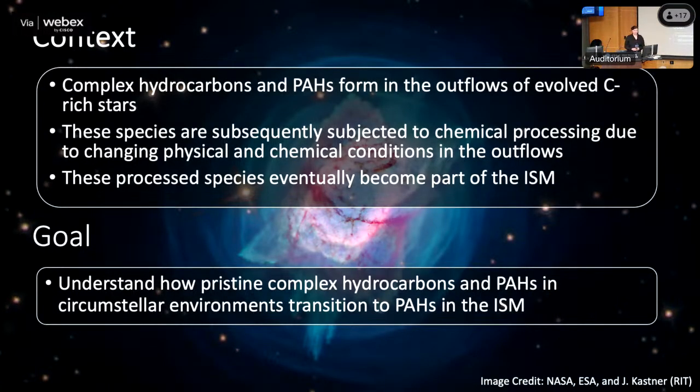Okay, so what's the context of the project? Well, complex hydrocarbons and PAHs form in the outflows of evolved dying carbon-rich stars. These species are subsequently subjected to chemical processing due to the changing physical and chemical conditions in the outflows. These processed species eventually become part of the interstellar medium and subsequent star and planet formation sites. So the goal is to understand how pristine complex hydrocarbons and PAHs in circumstellar environments transition to PAHs in the interstellar medium.